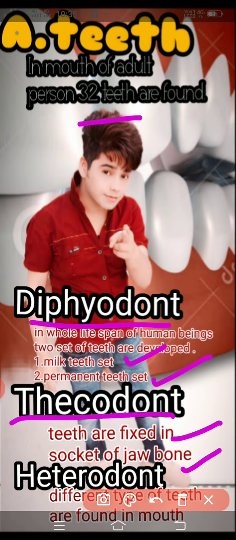So, decodont. Why are we known as decodont? Because teeth are fixed in the socket of the jawbone.